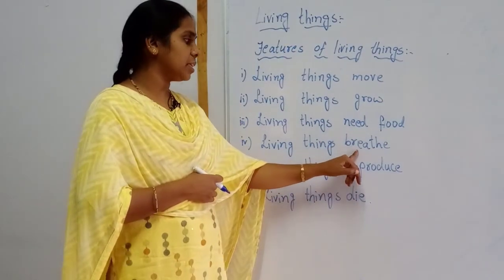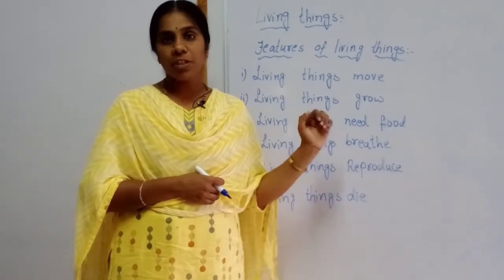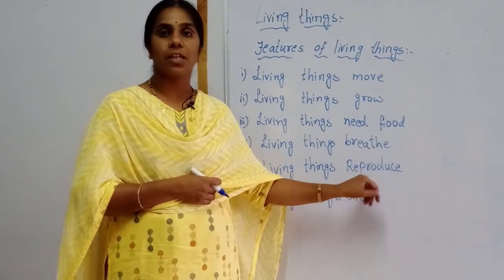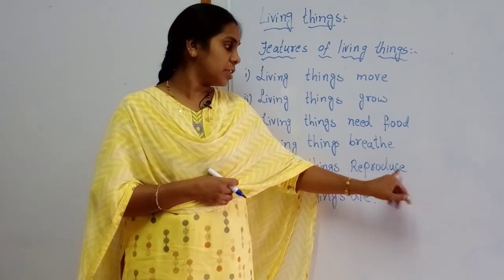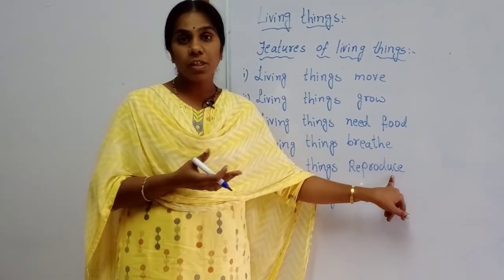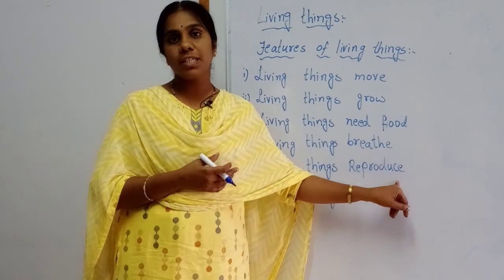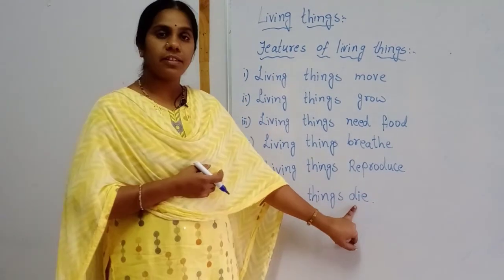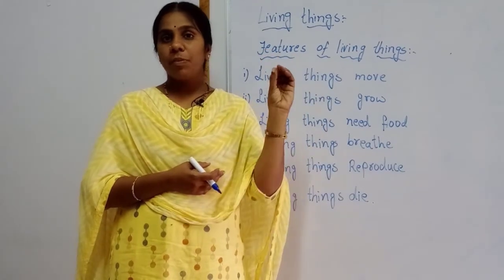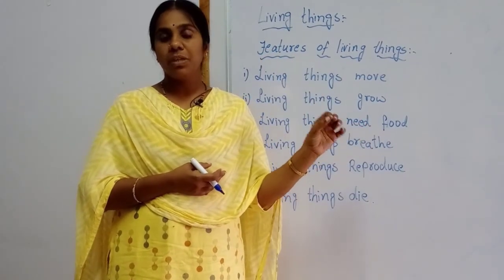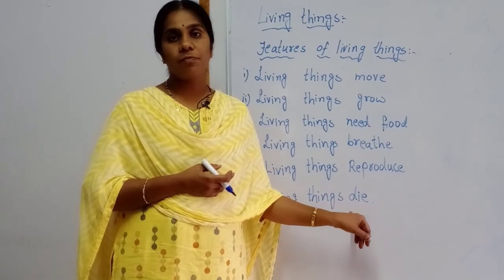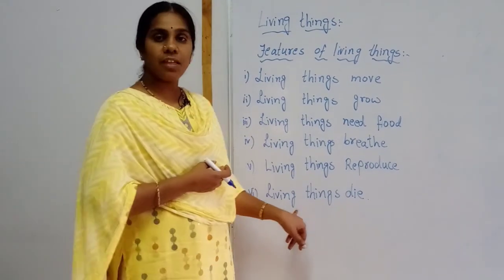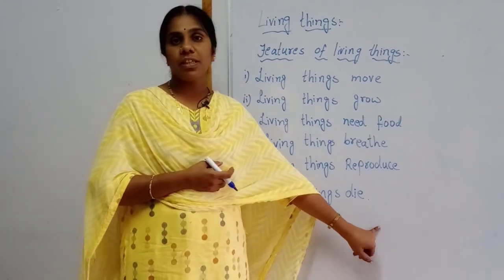Living things breathe. To stay alive, the living things should breathe. And the living things reproduce. Reproduce means giving birth to the young ones. All the living things give birth to the young ones. Living things die. They have a period of time to live, that is lifespan. One day or the other, the living thing should die.